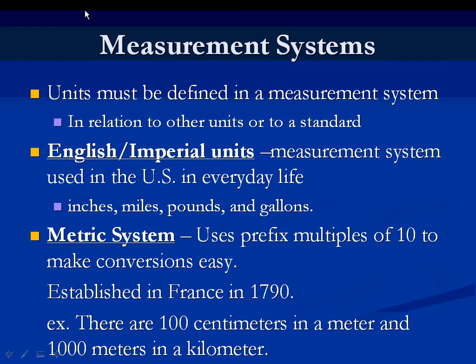So all units have to be in defined systems. In the US, we use the imperial system mostly. Miles, pounds, gallons, inches, these are all familiar to us. In the rest of the world, everywhere except the United States, they use the metric system. Metric system tends to be a little easier because it works in factors of 10. It's pretty easy to remember that there's 1,000 meters in a kilometer. It's much harder to remember there's 5,280 something feet in a mile.